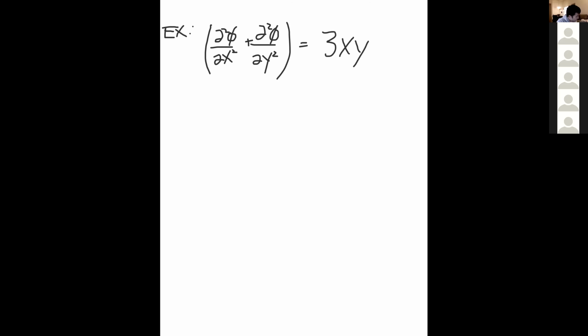In this example, let's solve this equation: d squared phi dx squared plus d squared phi dy squared is equal to 3xy. So we have a fairly simple equation. Here in this case, k is going to be -1, and our q is 3xy. And then we want to solve this on the following domain.